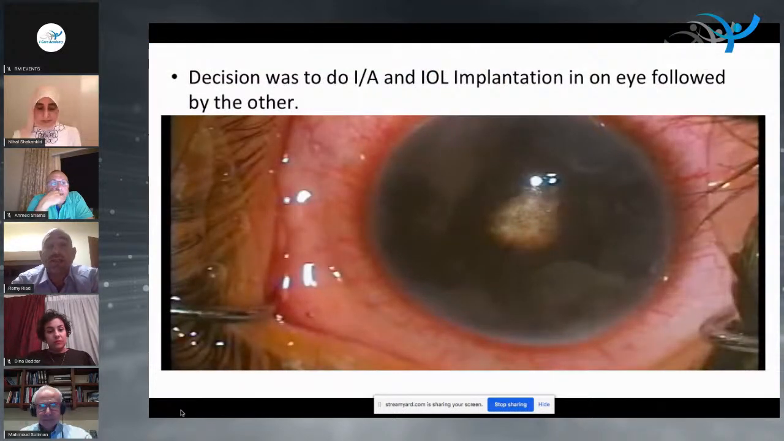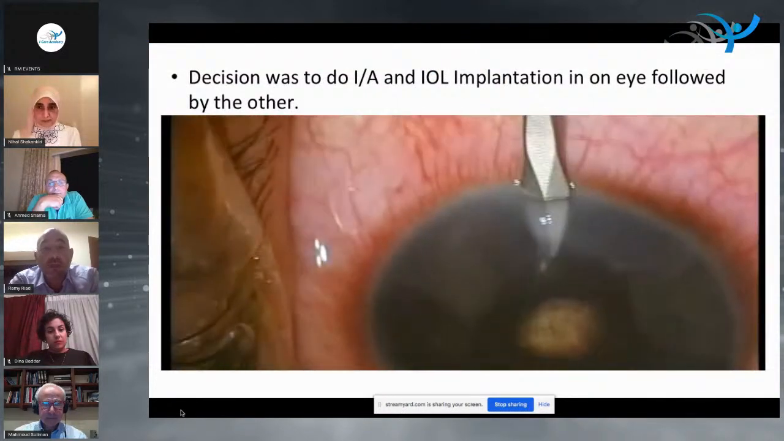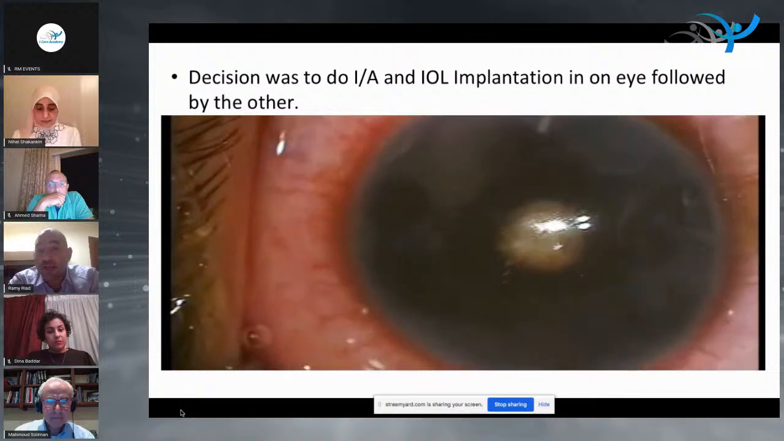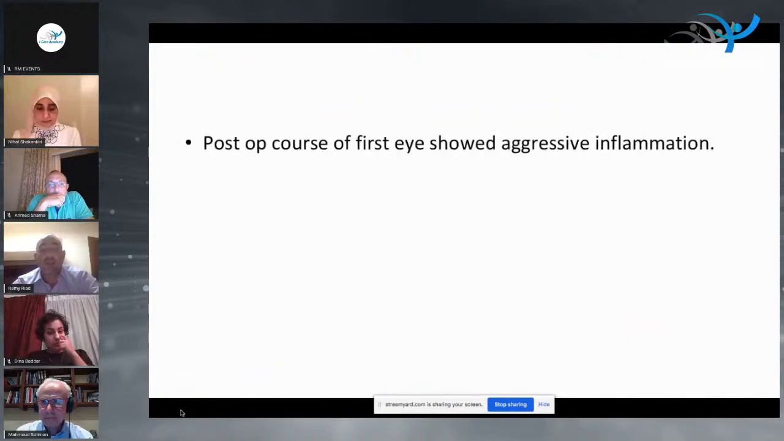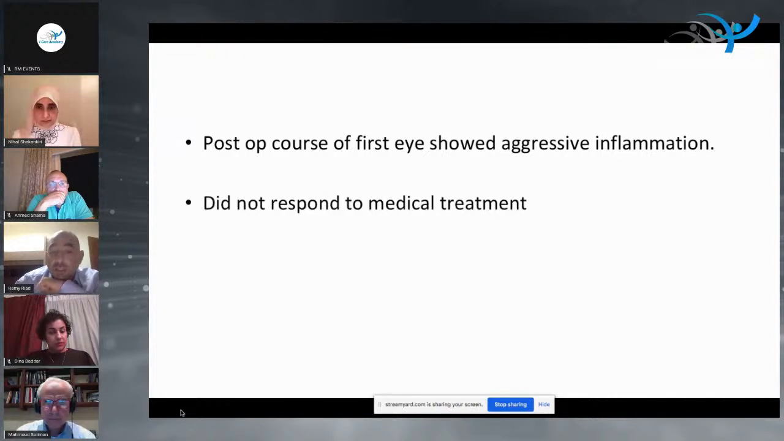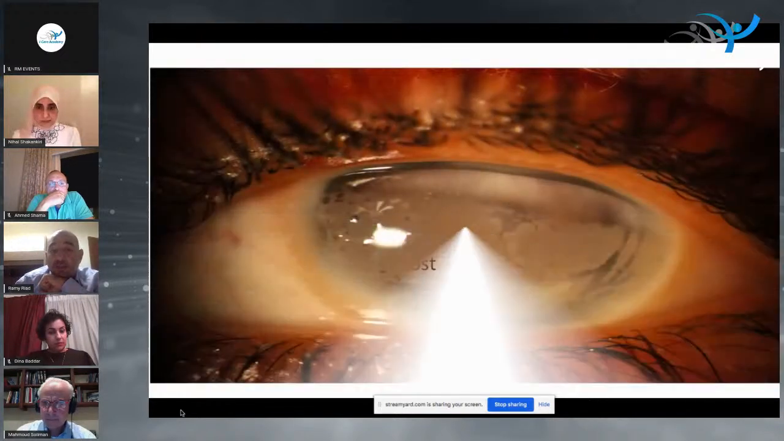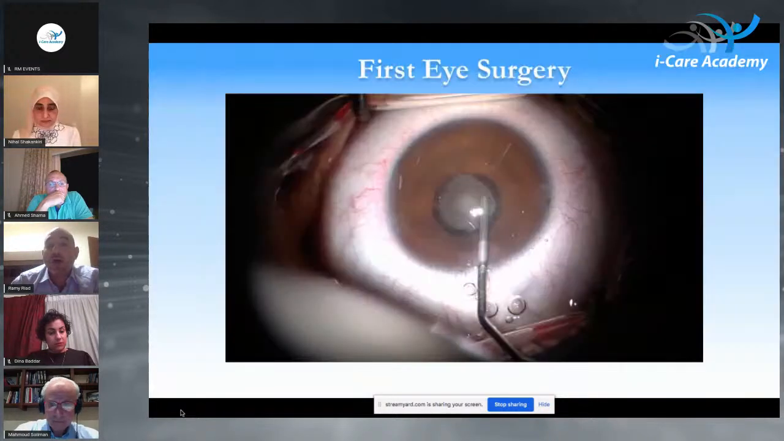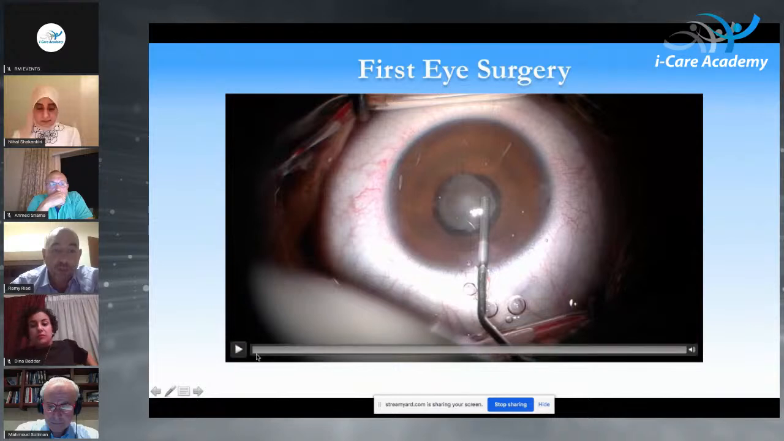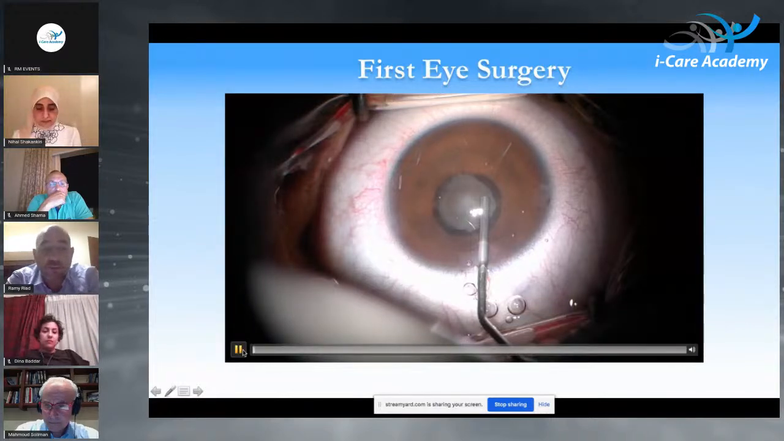This was a case before that we have done, a similar case, diagnosed with JIA, but we implanted this patient, and the post-operative course showed aggressive inflammation, did not respond well to medical treatment, and ended up in a lost eye. So we decided not to implant this time. This is the video of the first eye.